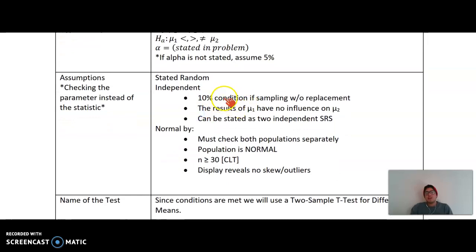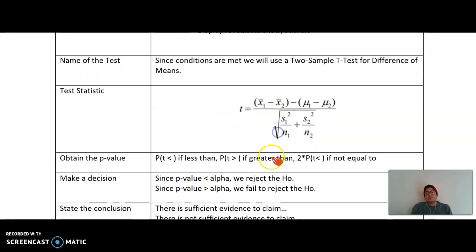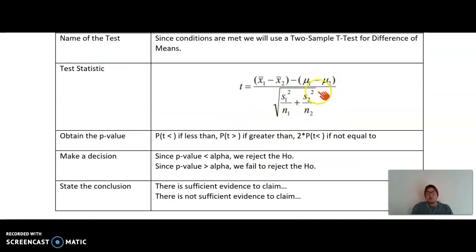Here, we are checking our assumptions again, and now normally we will check the parameter instead of the statistic. This was when we were doing this for proportion, so I actually need to take this out. But essentially here, I'm not looking at large counts for the proportion model, but I'm looking at one of these three conditions for normality. If these conditions are met, we'll use a two-sample t-test for the difference of means, which has the following formula.